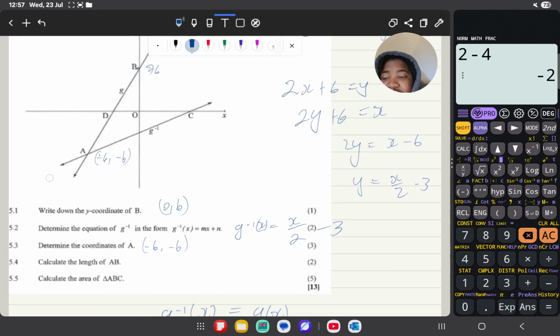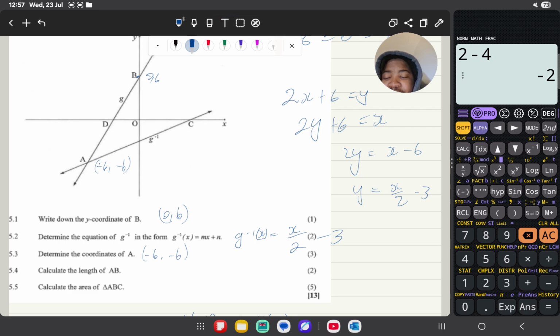Using the distance formula, you'll find the length of AB, and then calculating the area of triangle ABC, you can use the area rule. It's 5 marks, so you can use the area rule. What I would do is, I have the length of AB, I would find the length of AC, and after that I would try to find the angle BAC, and then use my area rule from there. Which I believe could be done.